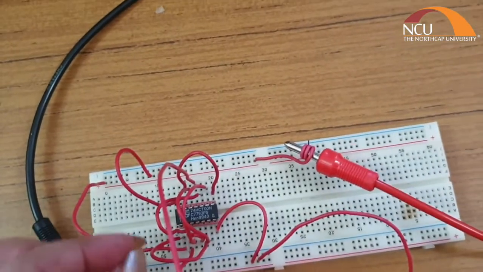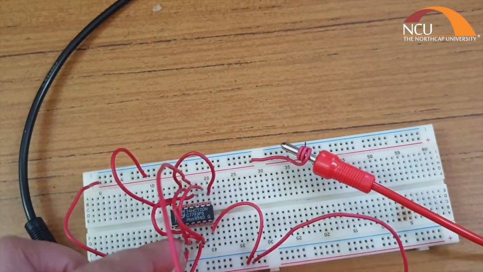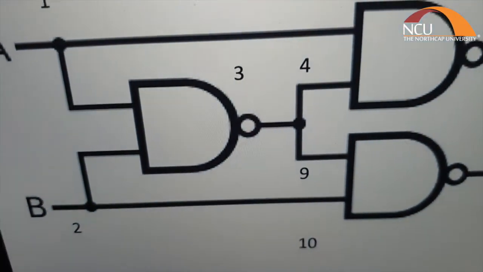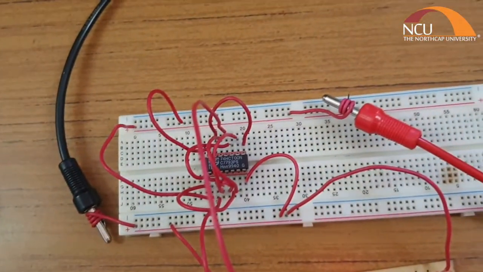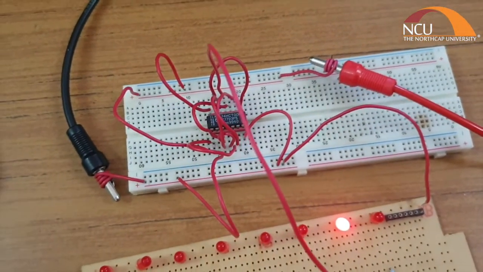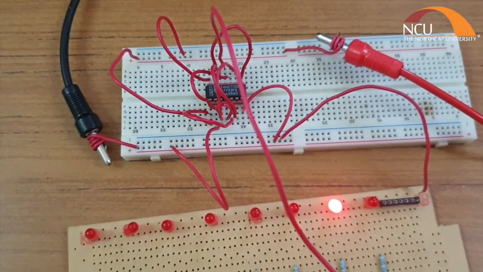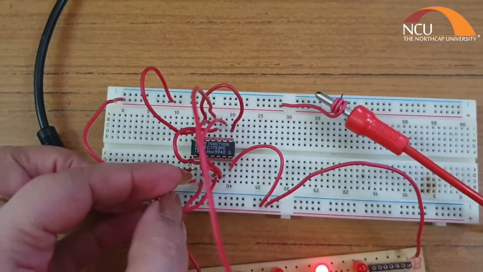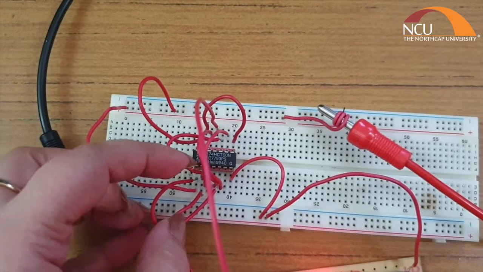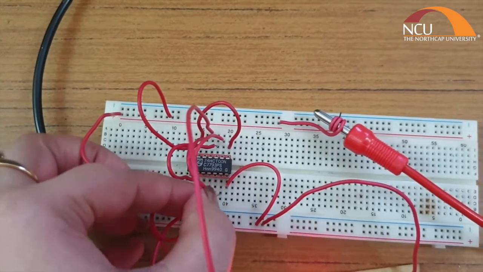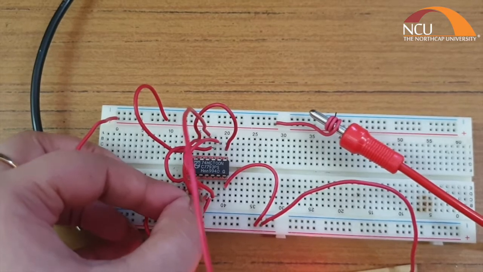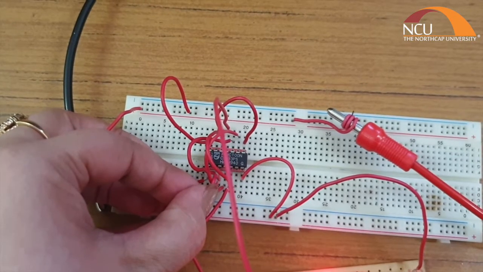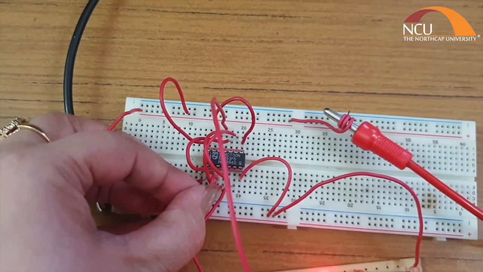Then we have output, that is 3. So the output is connected to here, output is connected to 4 and 9. So here we can see the output of the first NAND gate is connected to the input 4 and input 9. So here, if we count 1, 2, 3, 4, this is pin number 4, which is connected to the input of the next gate, which is your second NAND gate.